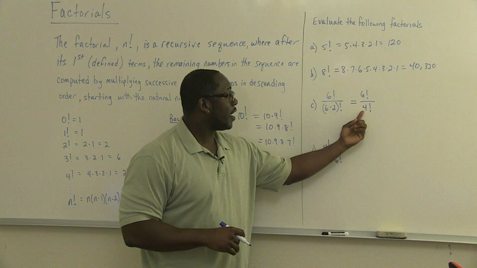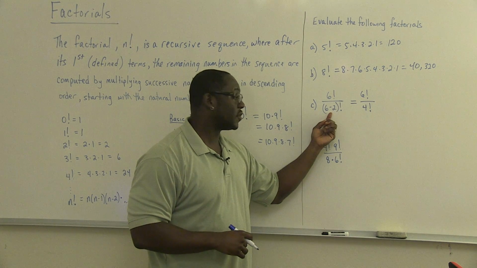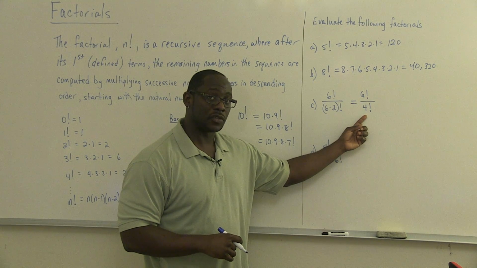And so here I have this written here because since the 6 minus 2 is in parentheses, we know we have to do this first. So we have 6 factorial divided by 4 factorial.